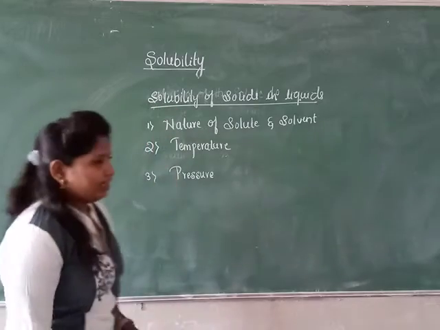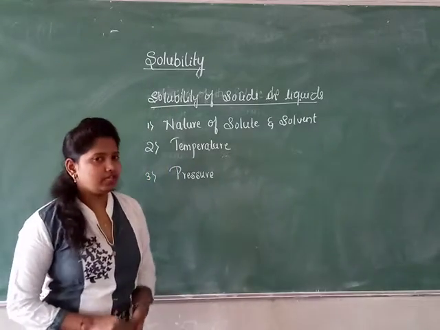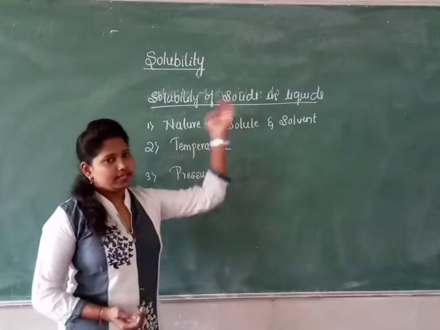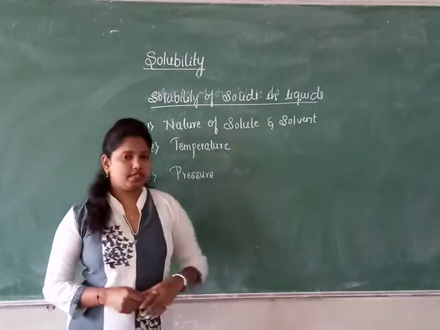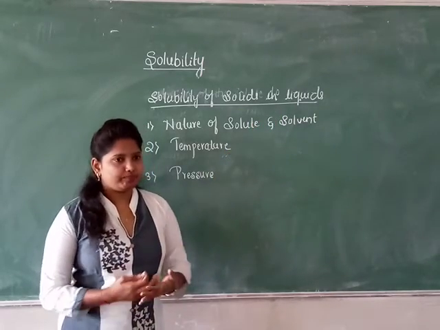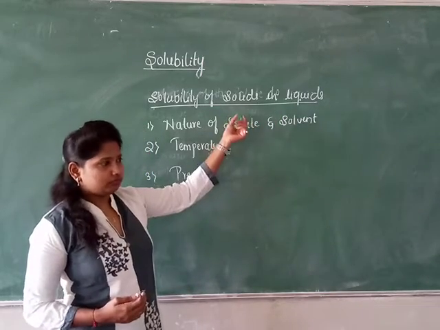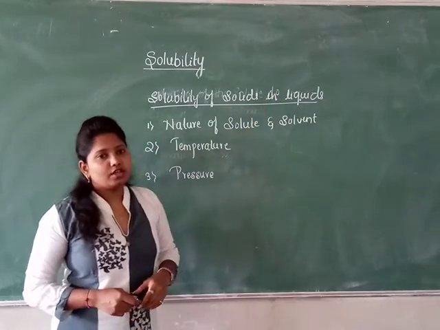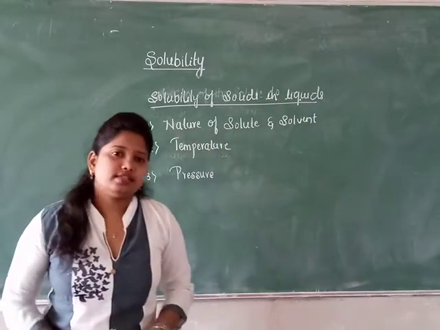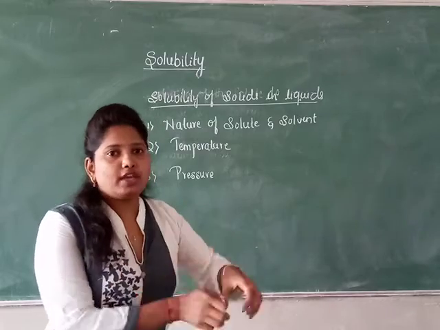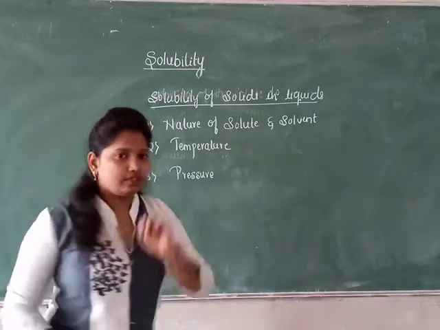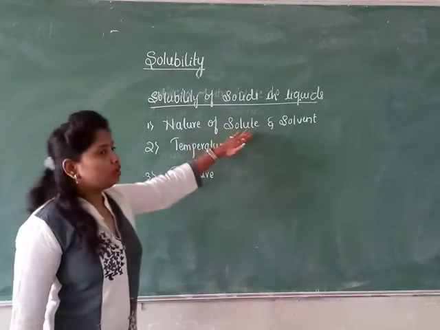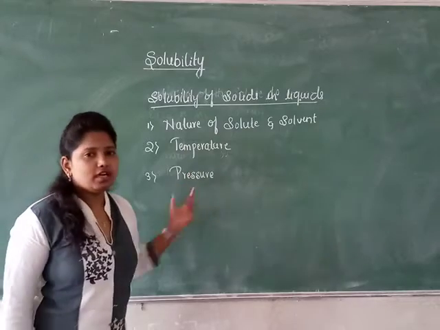Okay, solubility of solids in liquids. Here the solid is the solute and the liquid is the solvent. What type of solution is this? Liquid solution, a solid in liquid type of solution. What are the factors that affect the solubility of solids in liquids? There are three factors: nature of the solute and the solvent, temperature and pressure.